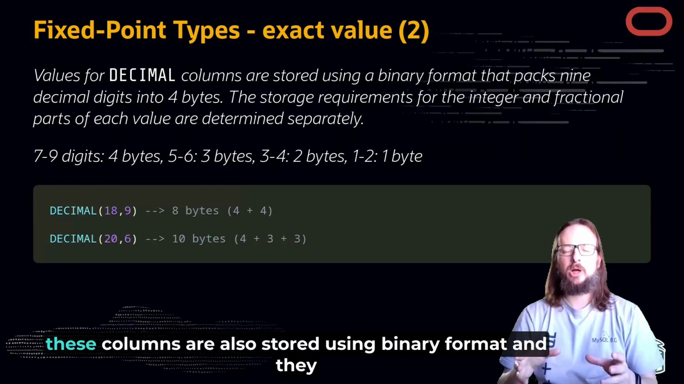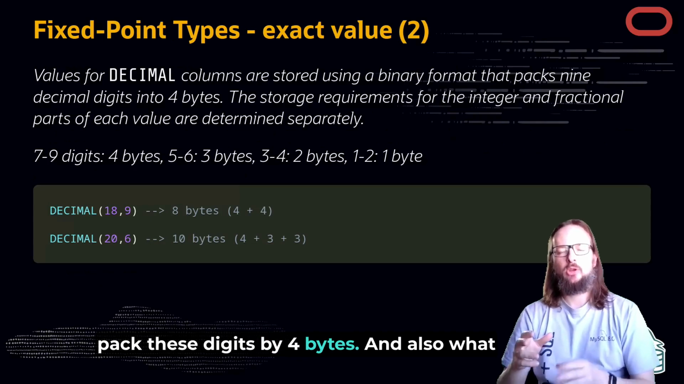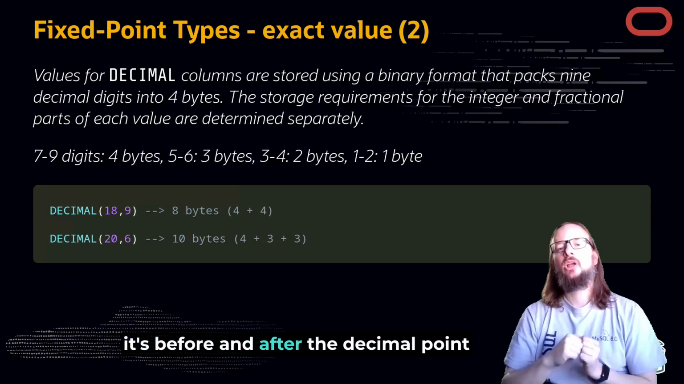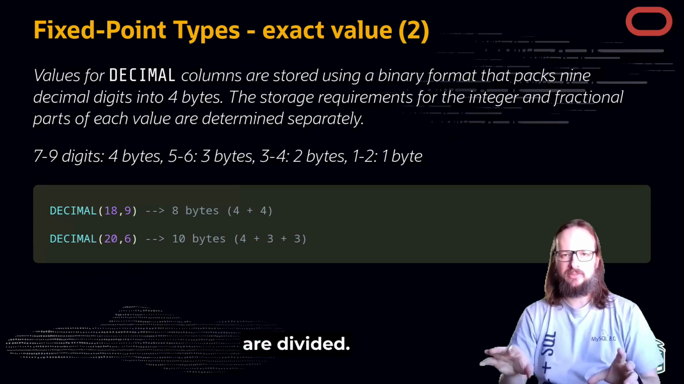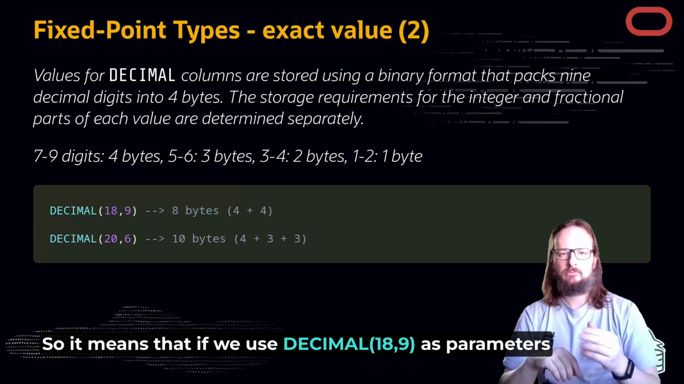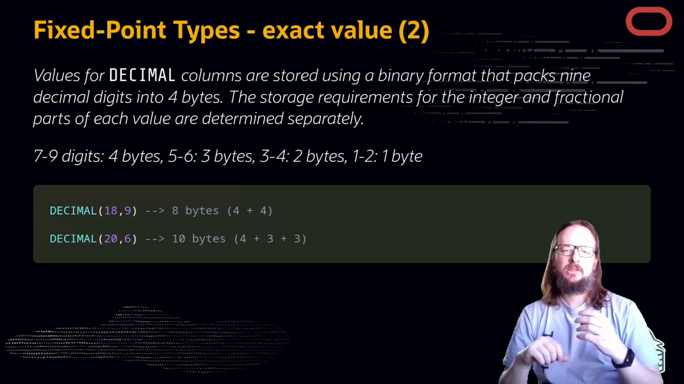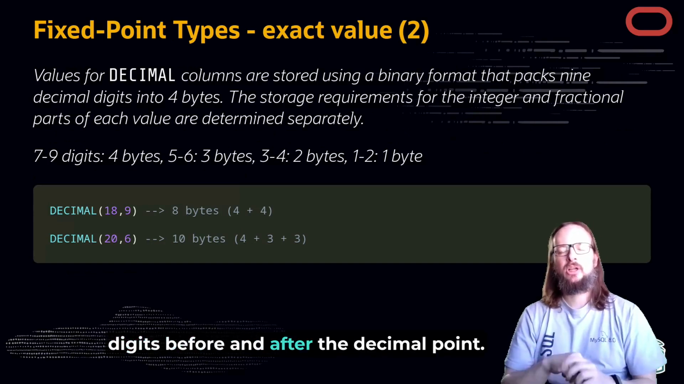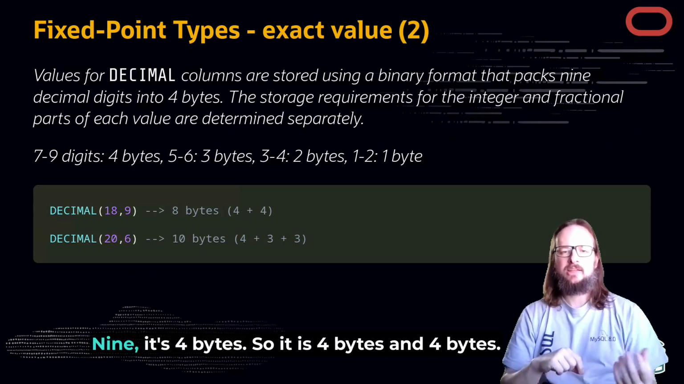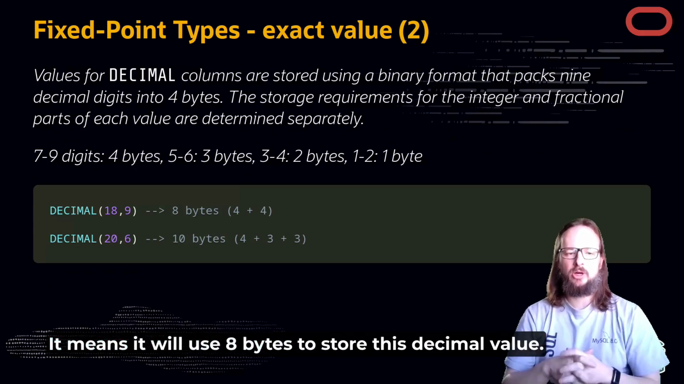For decimal, these columns are also stored using binary format, and they pack these digits by 4 bytes. And also what is before and after the decimal point is divided. So it means that if we use decimal 18 and 9 as parameters, there will be 9 digits before and 9 digits after the decimal point. 9 digits is 4 bytes, so it is 4 bytes and 4 bytes. It means it will use 8 bytes to store this decimal value.